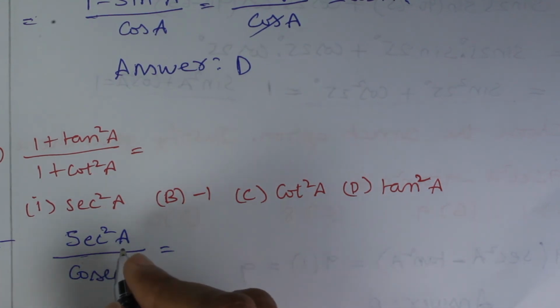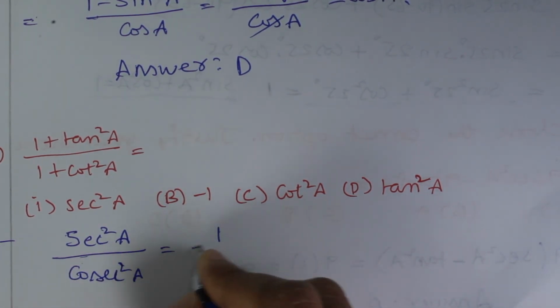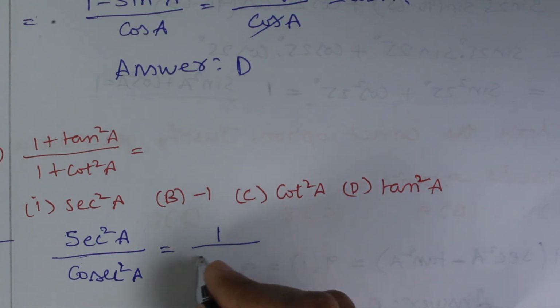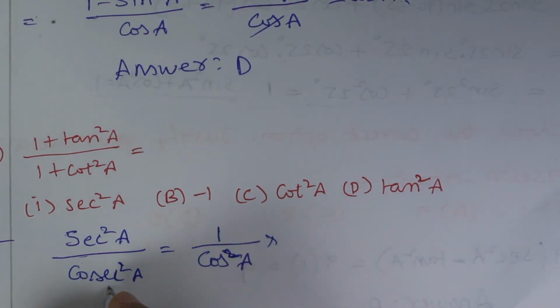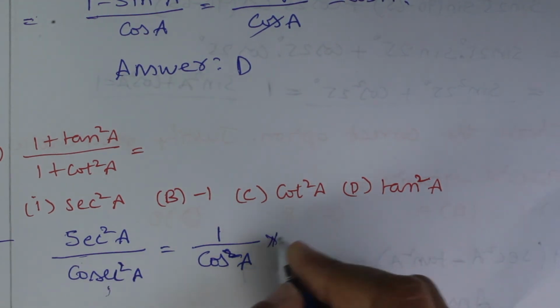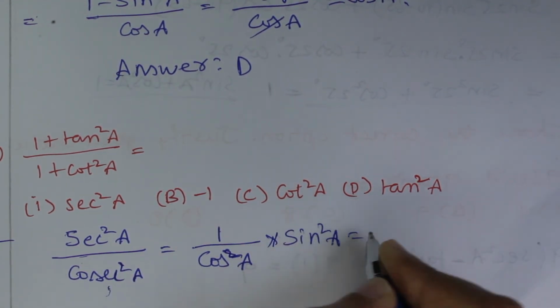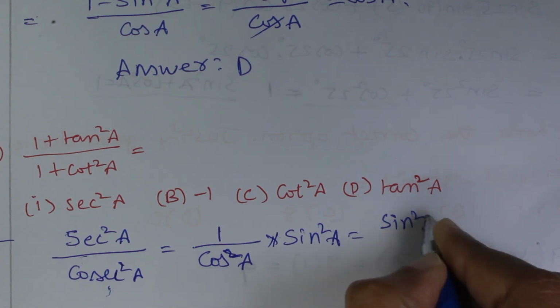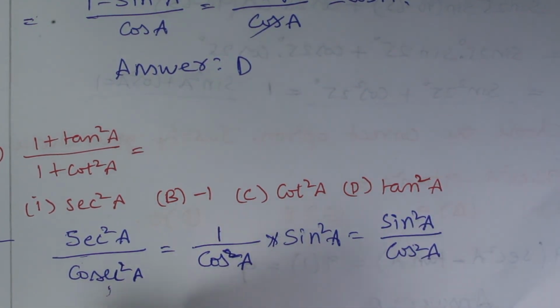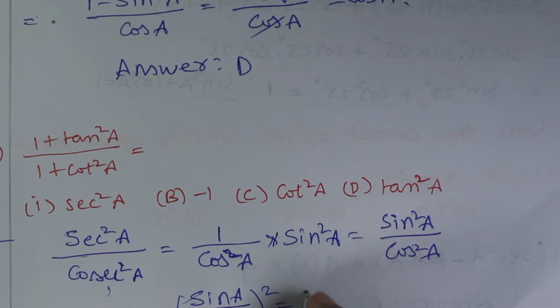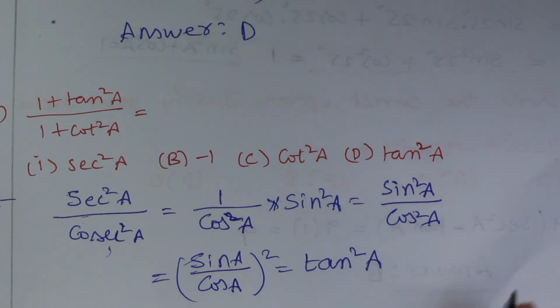So secant square A is 1 by cos square A into cosecant square A is 1 by sin square A. That becomes sin square A divided by cos square A. We know that sin A by cos A is tan A. So it becomes tan square A. Okay, hope this is clear for you.